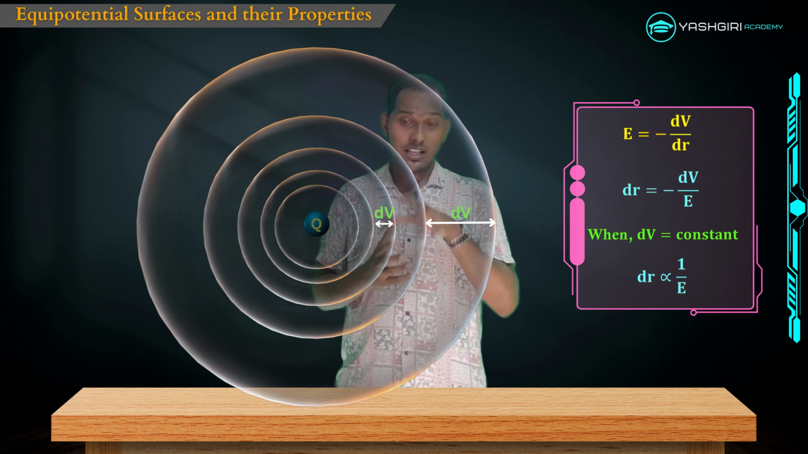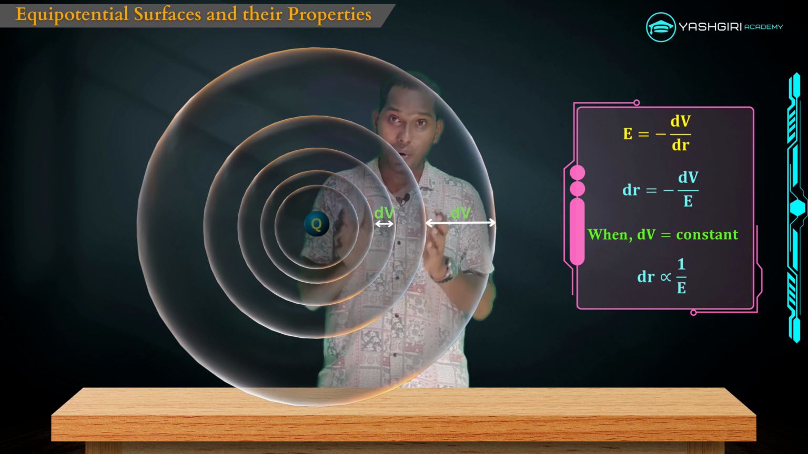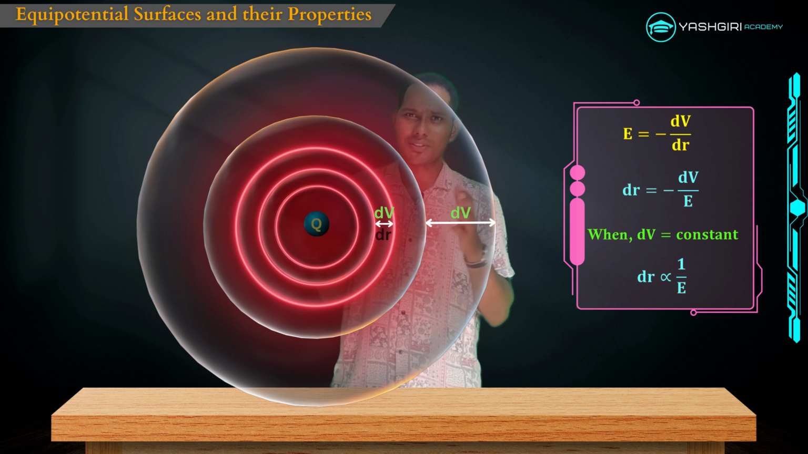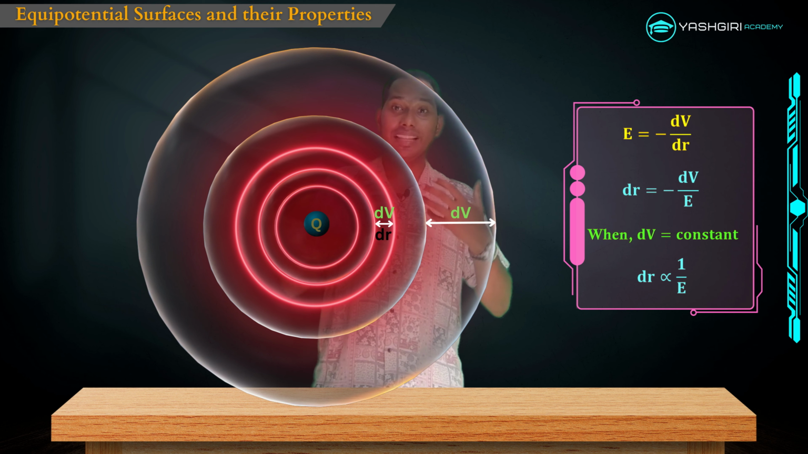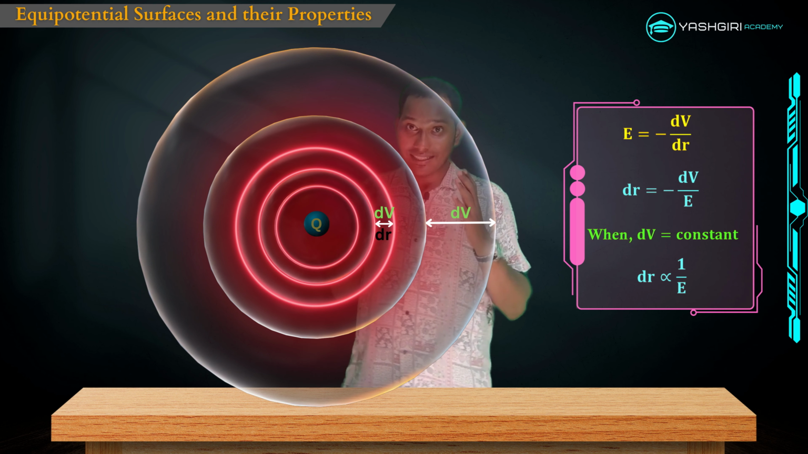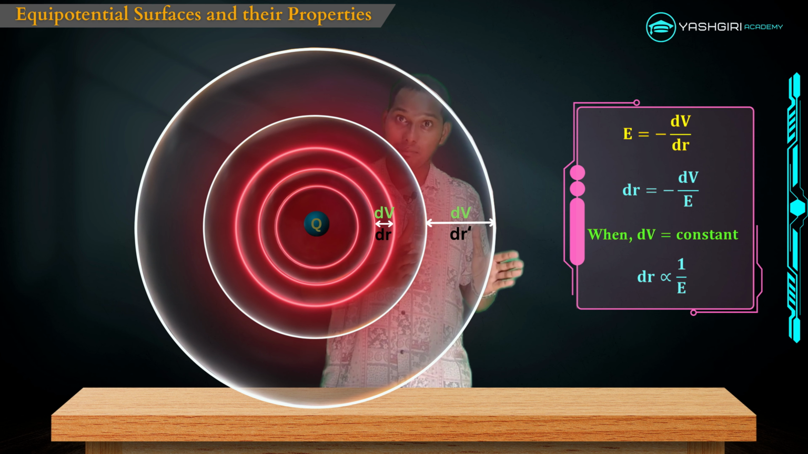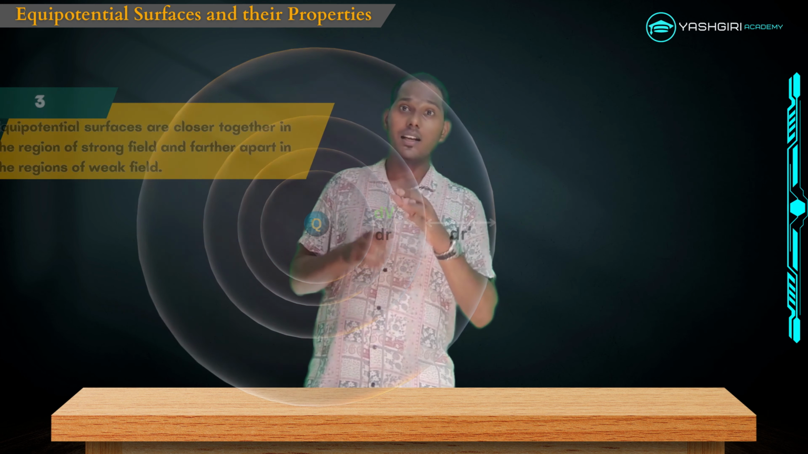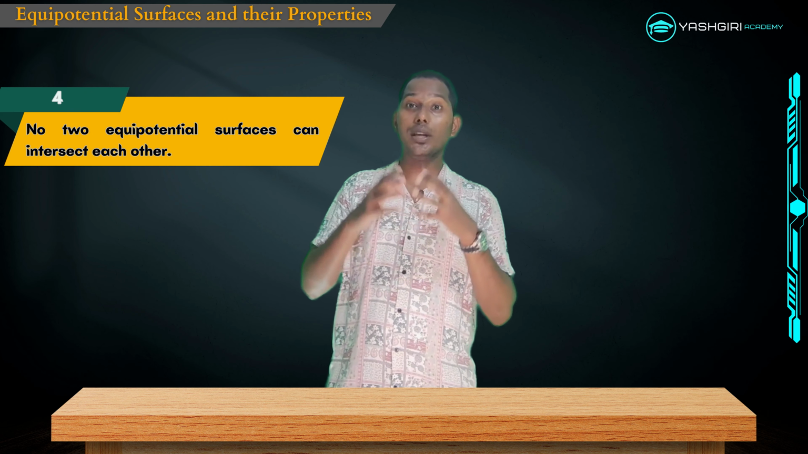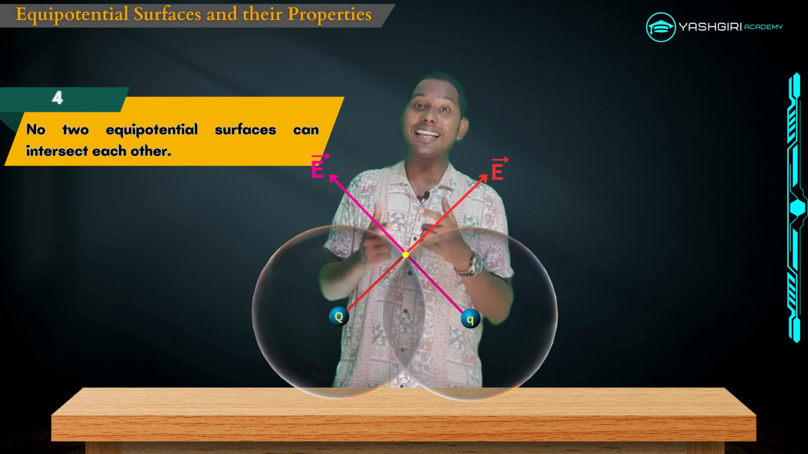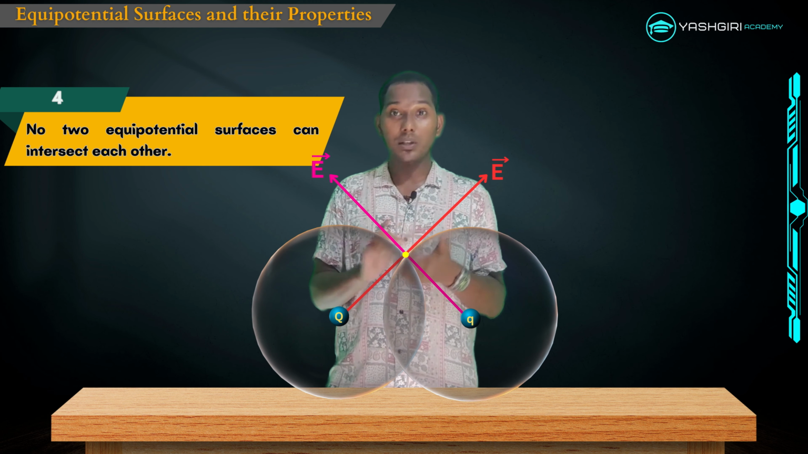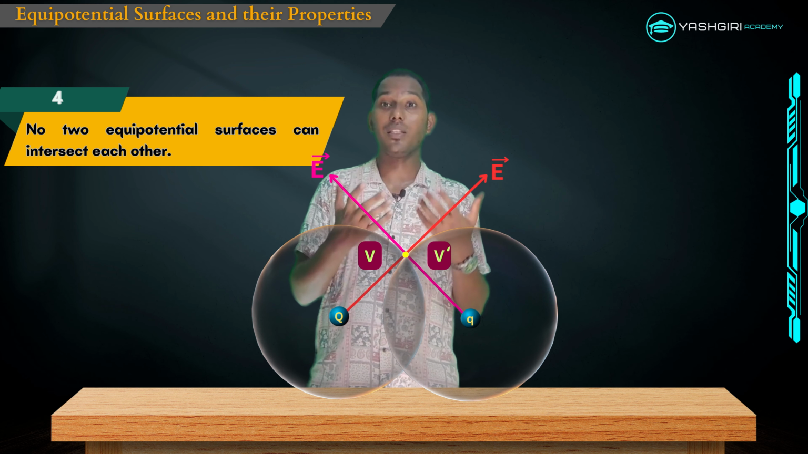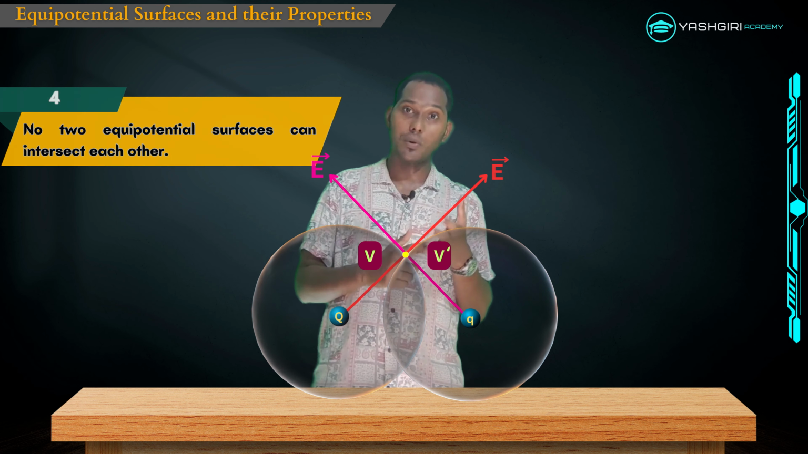Which tells me that if the electric field is strong, the equipotential surfaces will be closer. And if the electric field is weak, then the equipotential surfaces will be further apart. So that's the number 3 point. Then another last point: no two equipotential surfaces can intersect at a particular point, because if that is the case, there will be two values of potential, which is not possible. So that's the 4th point.